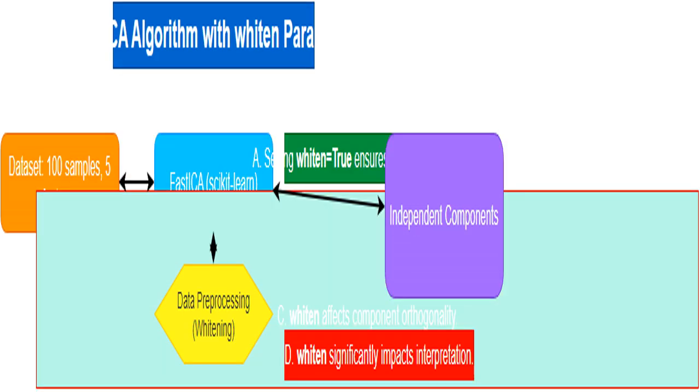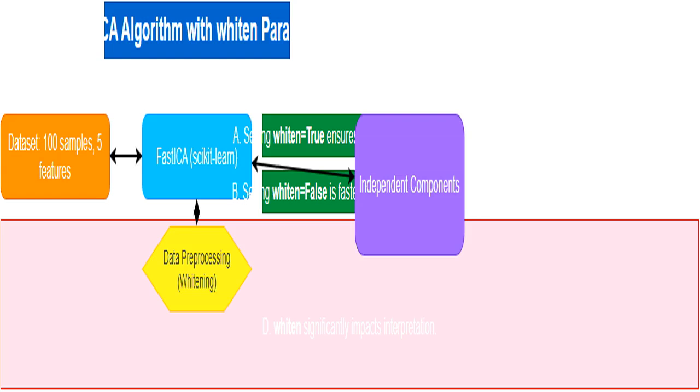The WHITEN parameter's main focus is on variance, not orthogonality, meaning the components are uncorrelated. While it might have a slight indirect effect, I can't rely on it for controlling orthogonality. Orthogonality isn't the primary goal of ICA. The impact of the WHITEN parameter on interpretation depends entirely on the specific dataset. It's not something that is universally significant.